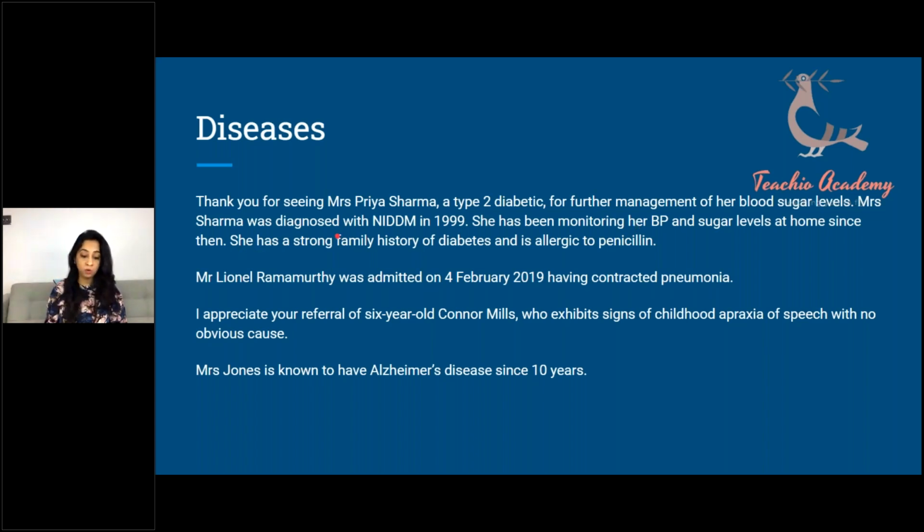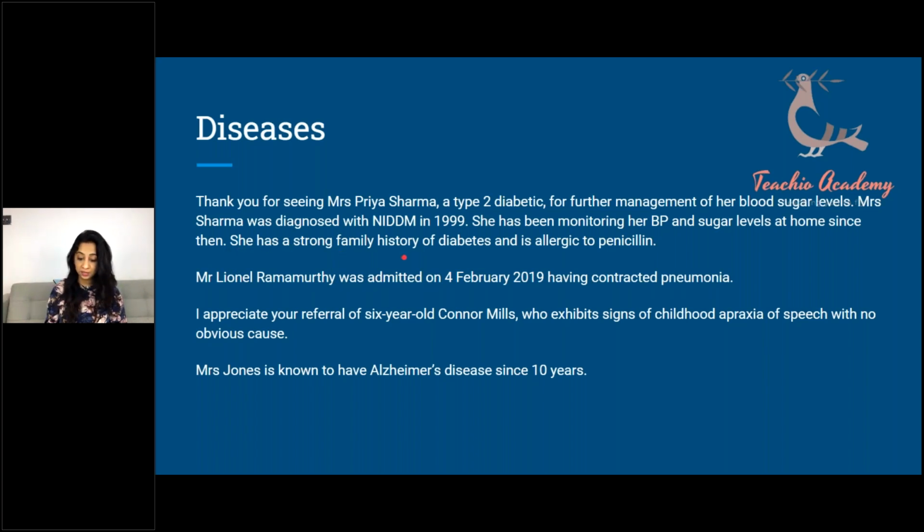Mrs. Sharma was diagnosed with, so they've written non-insulin dependent diabetes mellitus, but they've written that in short forms. So notice that everything is in all capital here. In 1999, full stop. Because it's a full stop, then this "she" is going to be capital. She has been monitoring her BP. So because this is a short form, then that's going to be in capital as well. And sugar levels at home since then.